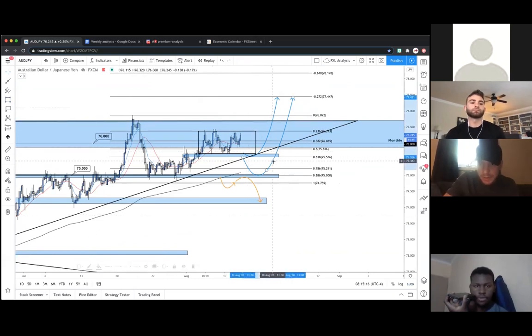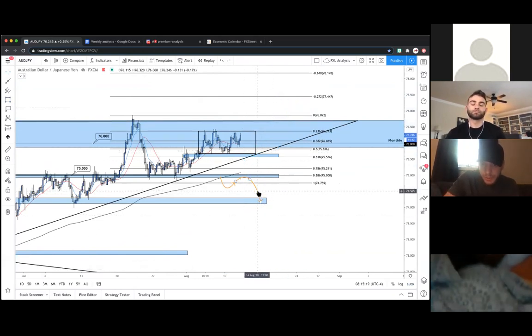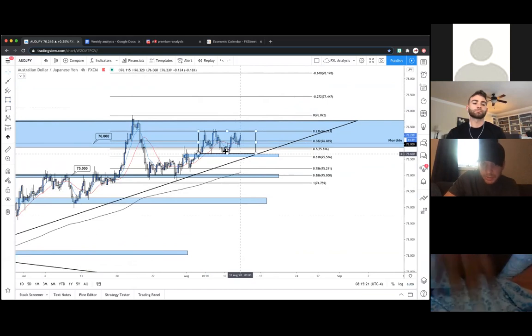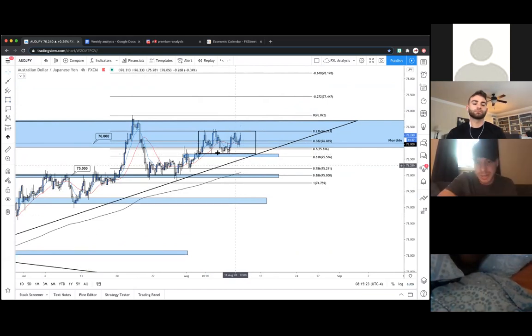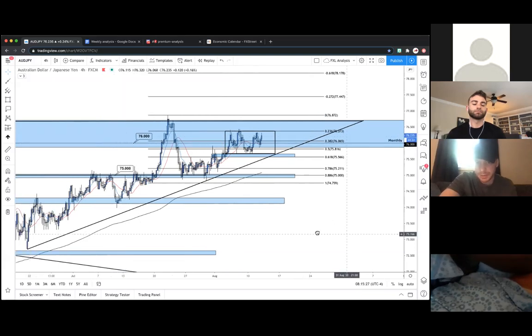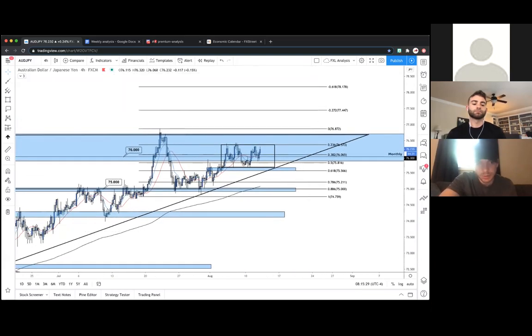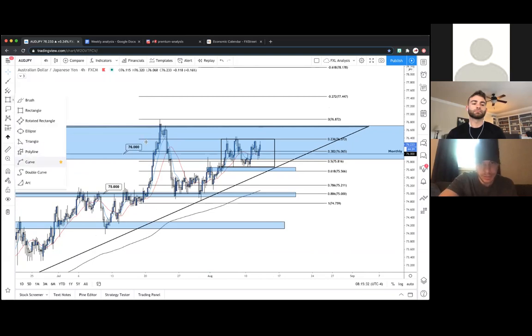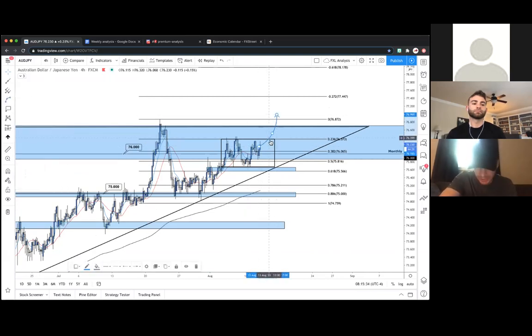Okay, I'm going to clear this up. Because we have a box pattern and because we had rejection at 61.8, the structure is there, but it doesn't have the conviction. So basically what we want to see is more price action play out here, and I'll show you what I mean. There's the box pattern, right? We want to see a break of this pattern and then the overall pattern.